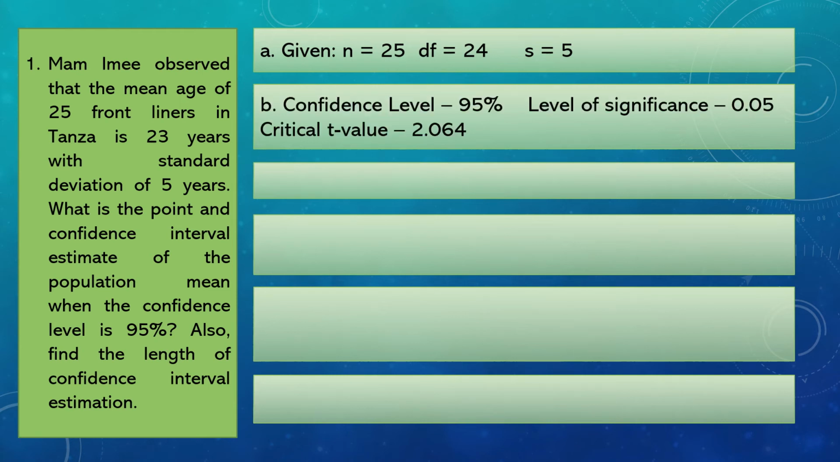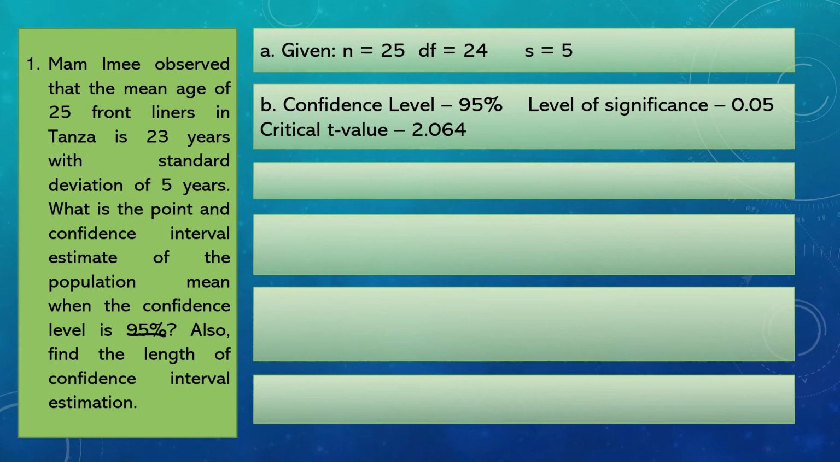For the second step, we're going to identify the confidence level, level of significance, and critical t-value. As you can see, our confidence level is written on our problem, which is equal to 95%. So the level of significance is equal to 0.05. How did we get the 0.05? We subtract 95% from 100%, and that is equal to 5%. Converting that into decimal, it will be 0.05.